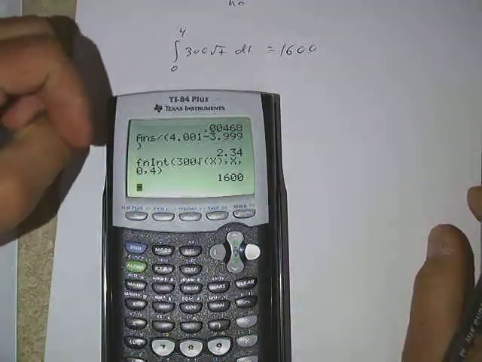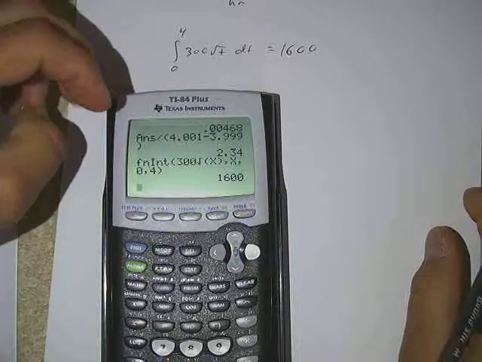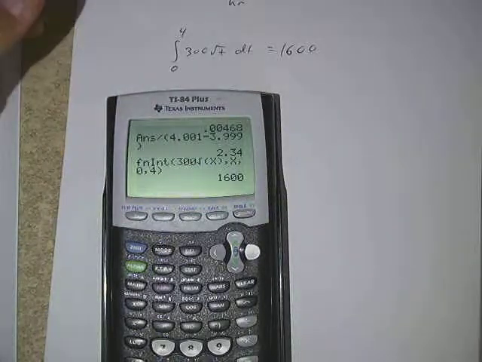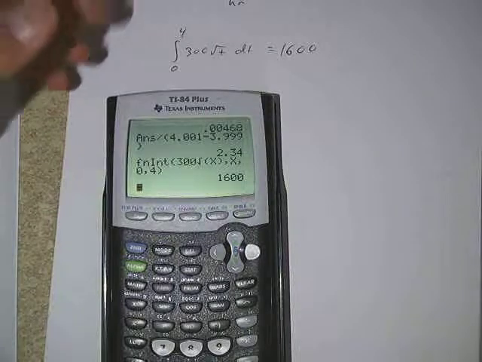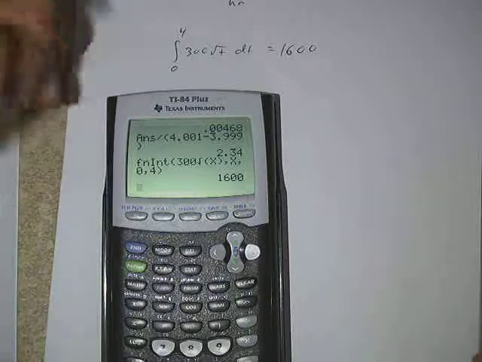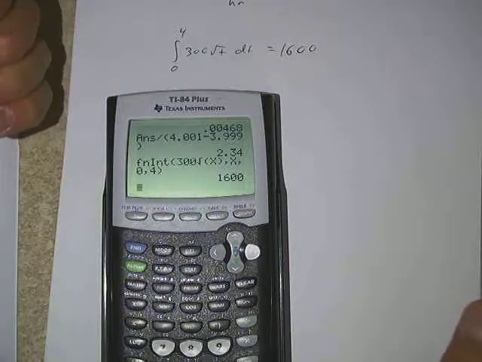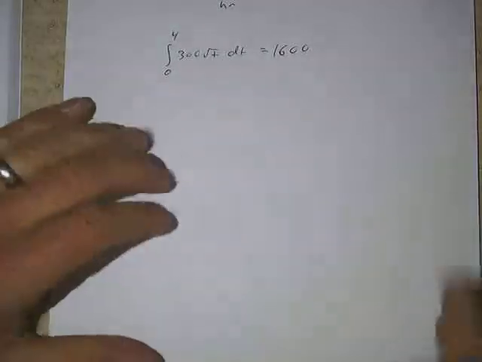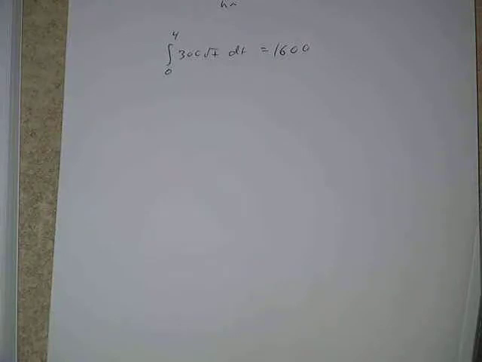None. Okay. So do your math 9, 300 radical x, and we get 1600, which is letter D.